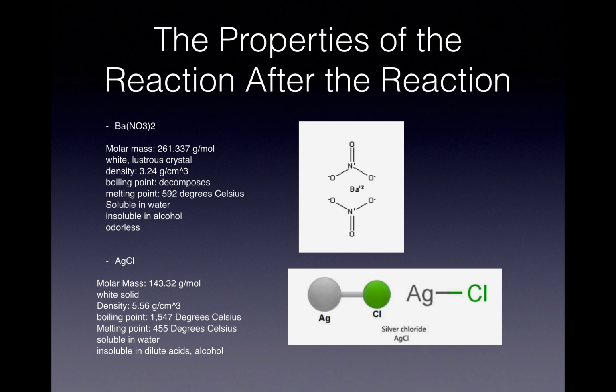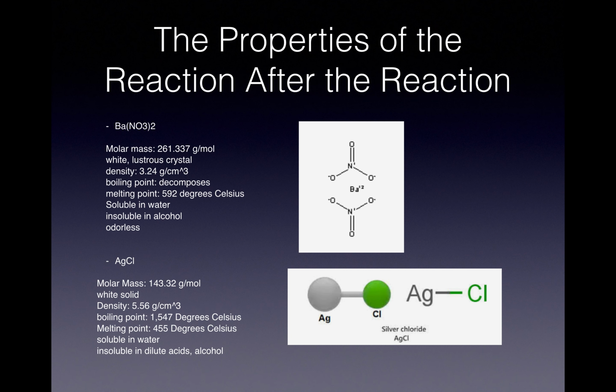To tell you the properties after the reaction, which are the properties of the products, BaNO3 and AgCl. AgCl has a molar mass of 143.32 gram per mole, and it is a white solid and has a density of 5.56 gram per centimeter cubed. It has a boiling point at 1547 degrees Celsius and also a melting point at 455 degrees Celsius. This AgCl is soluble in water and insoluble in dilute acids and alcohol.